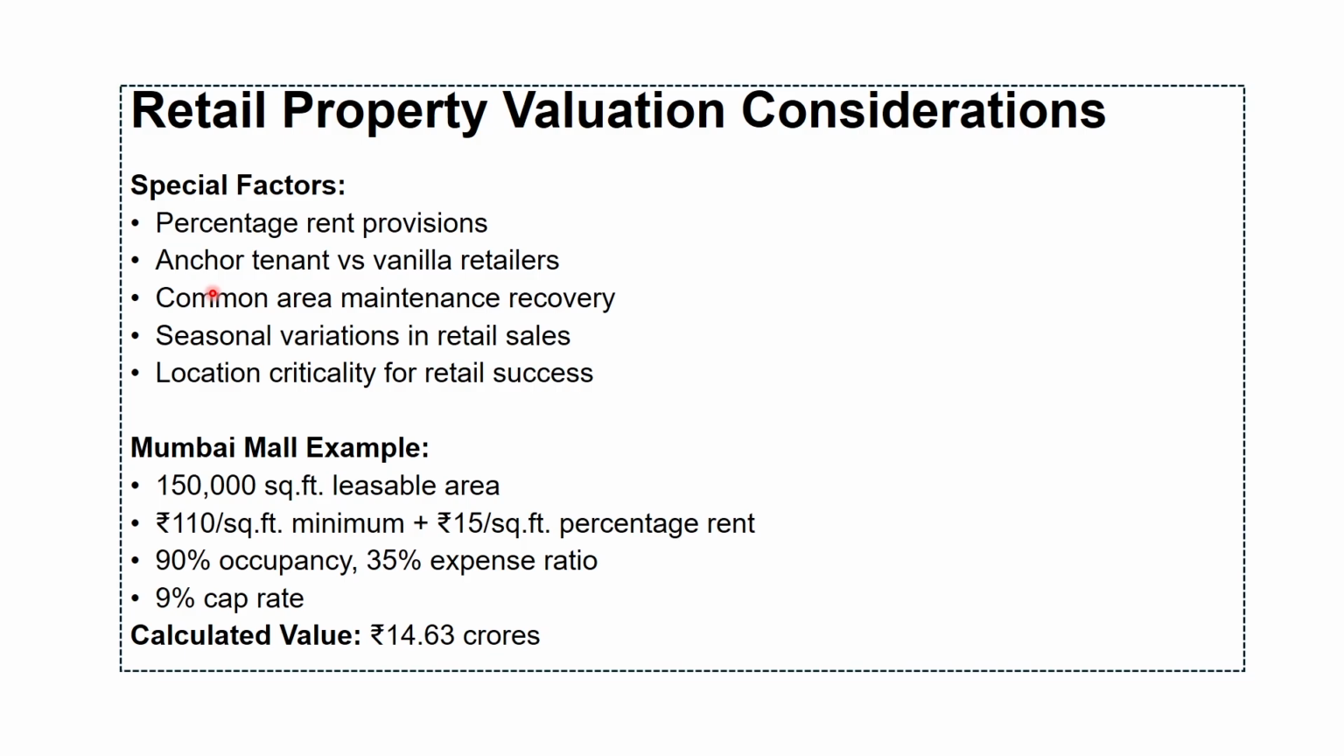Then common area maintenance recovery can be substantial in retail properties. Shopping centers have extensive common areas requiring maintenance, security, marketing and management. These costs are typically recovered from tenants through CAM charges, but the recovery isn't always 100%, affecting the NOI calculation. Then seasonality adds another layer of complexity. Retail sales vary significantly by season, affecting percentage rents and sometimes causing temporary tenant failure. Professional valuers must understand these patterns and their impact on income stability.